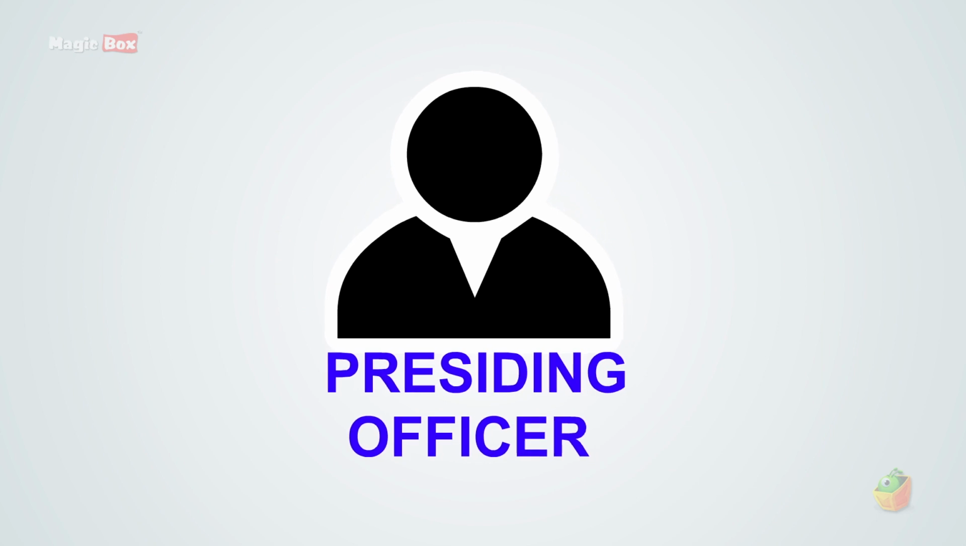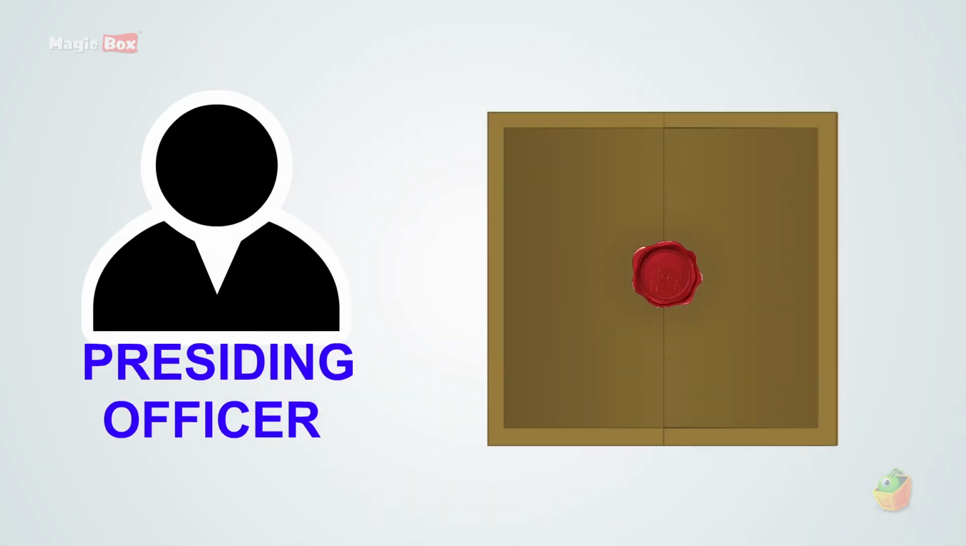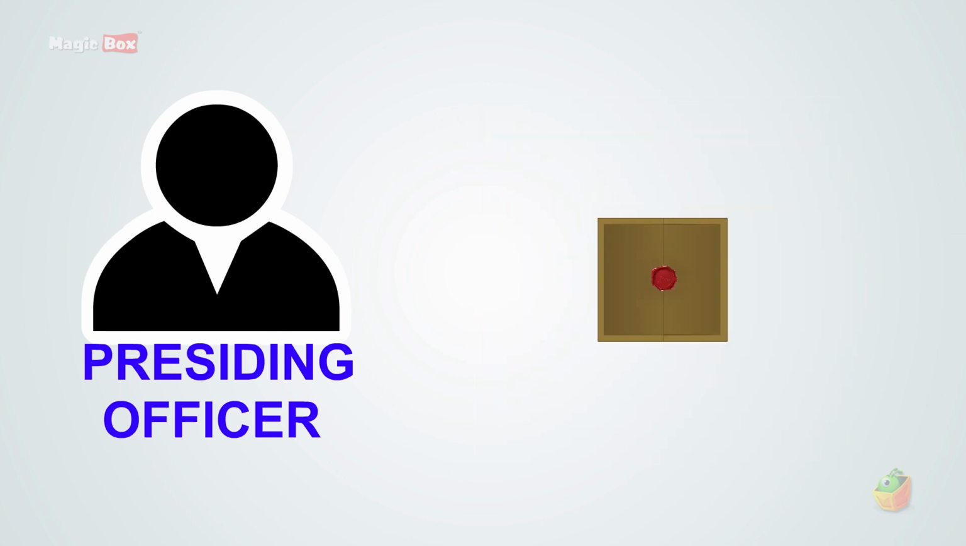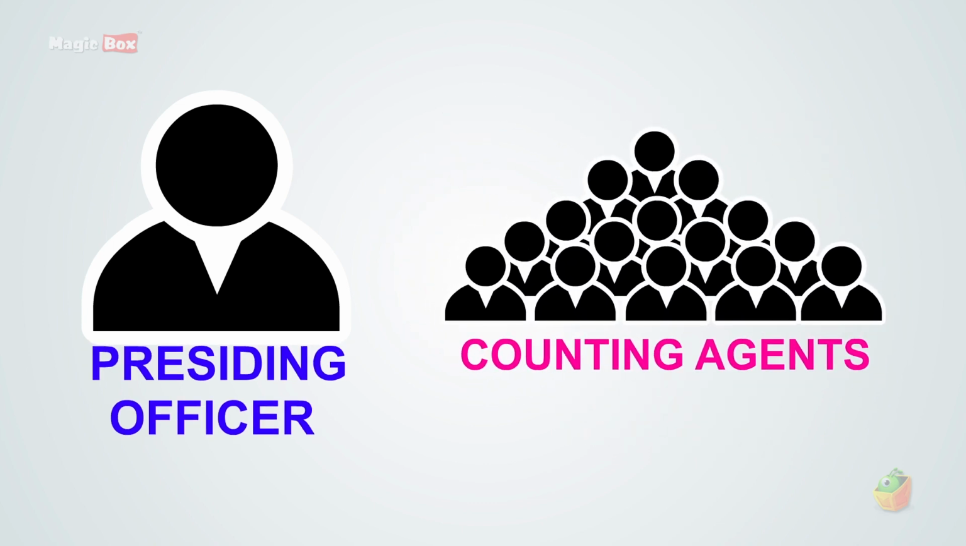Again, the presiding officer at the close of the poll will hand over to each polling agent present an account of votes recorded. At the time of counting of votes, the total will be tallied with this account, and if there is any discrepancy, this will be pointed out by the counting agents.